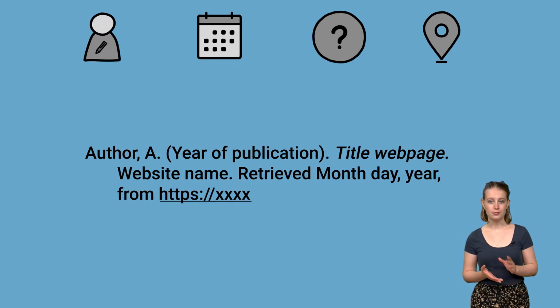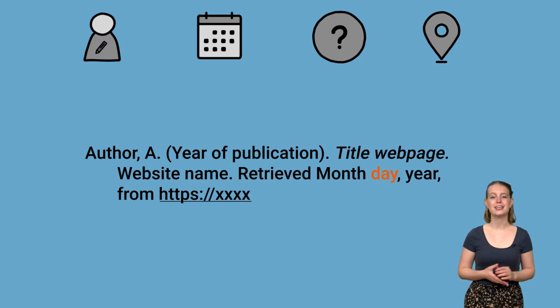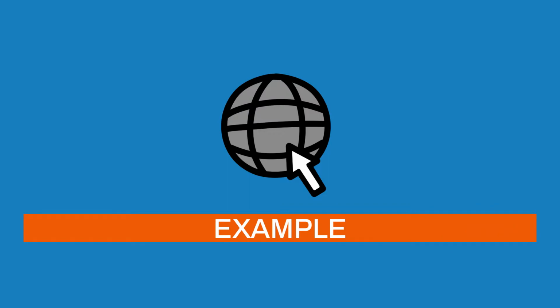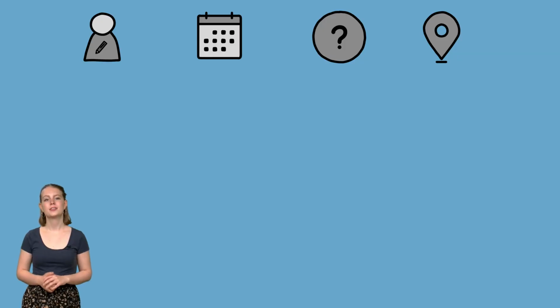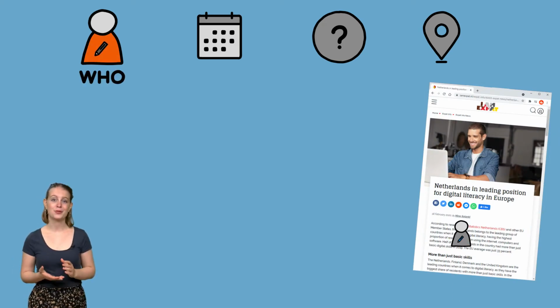Take note, when referencing sources in the English language, you should name the month first and the day second, followed by a comma, then year, again followed by a comma. You will see 2 examples. The first example is a web page with one author, M. Solanki. Let's start with who.